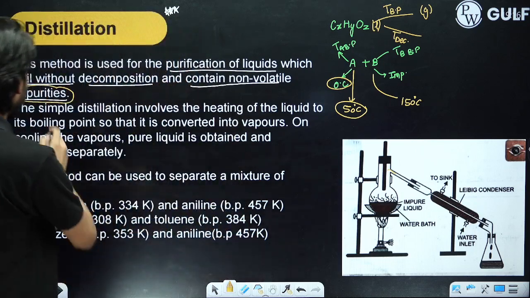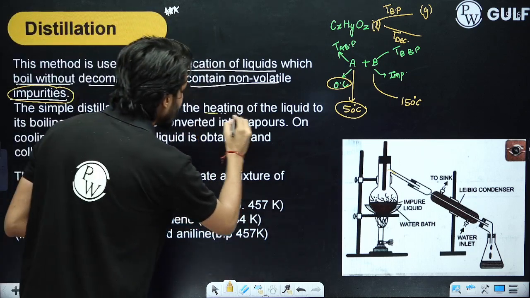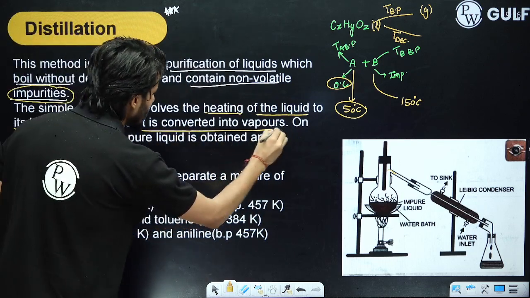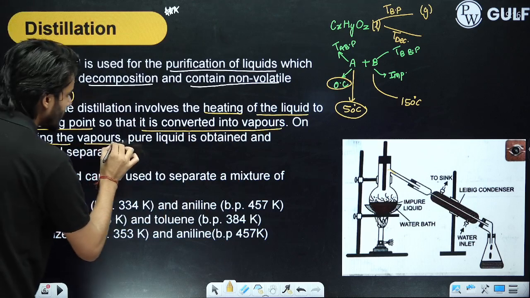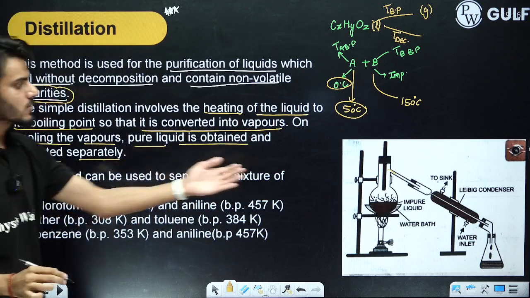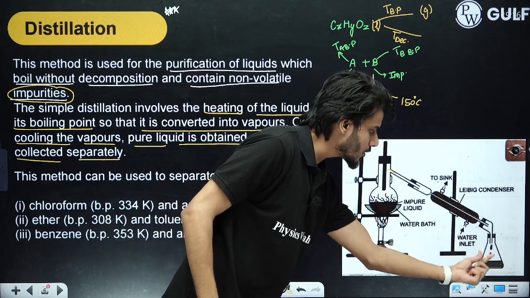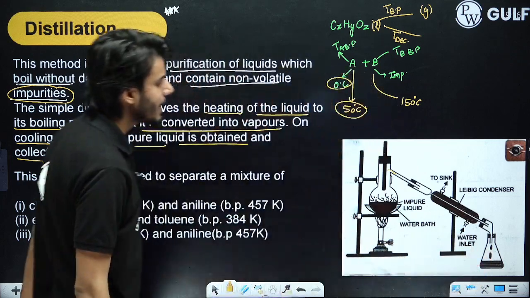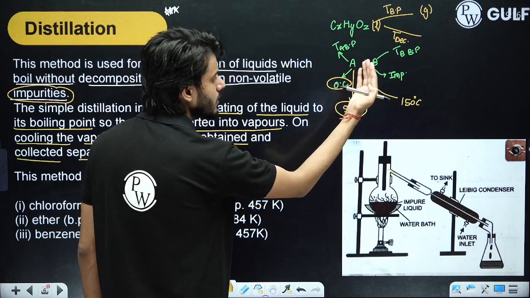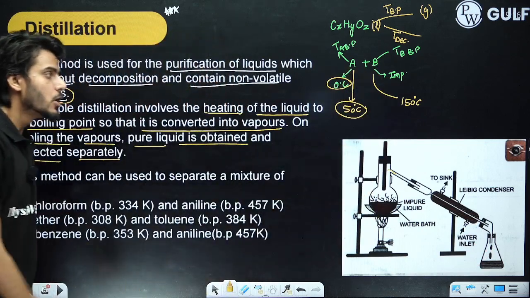Let's look at this. Simple distillation involves heating the liquid to its boiling point so that it is converted into vapors. On cooling the vapor, pure liquid is obtained and collected separately. We collect the pure organic compound separately, and the impurity stays behind, because it will take 150 degrees Celsius for it to get vaporized, guys.